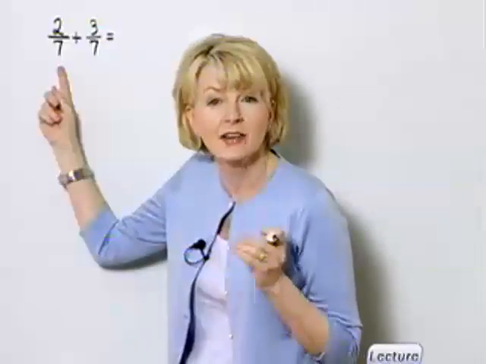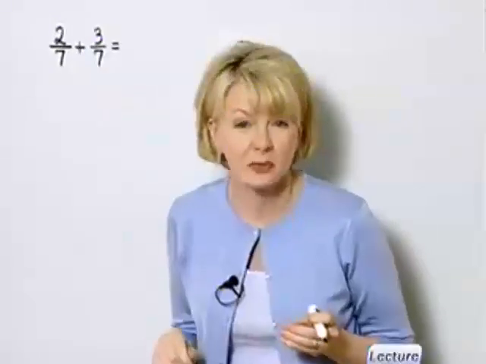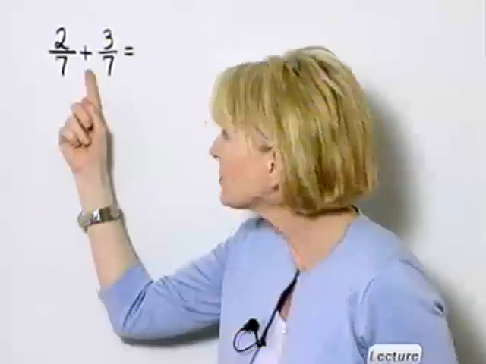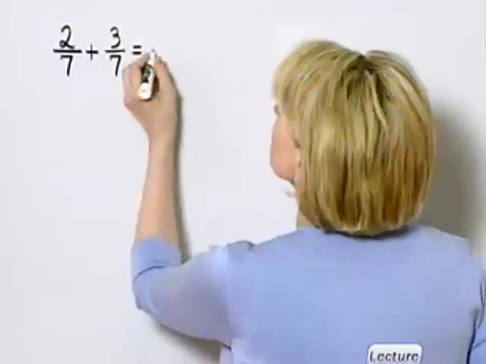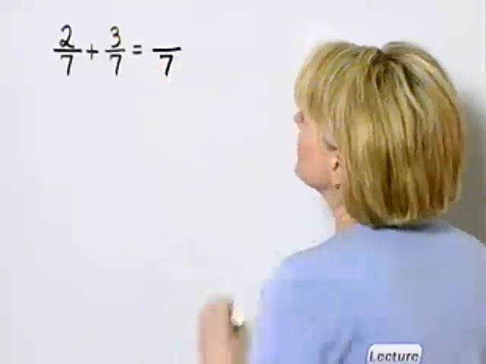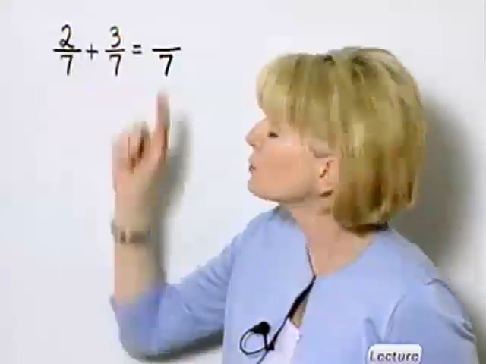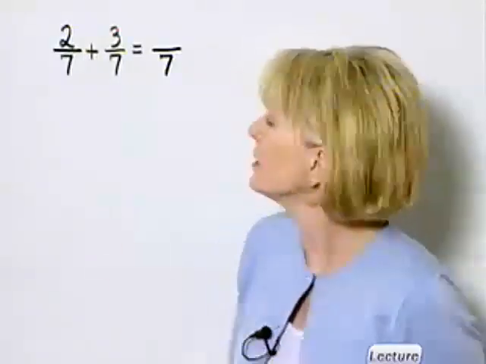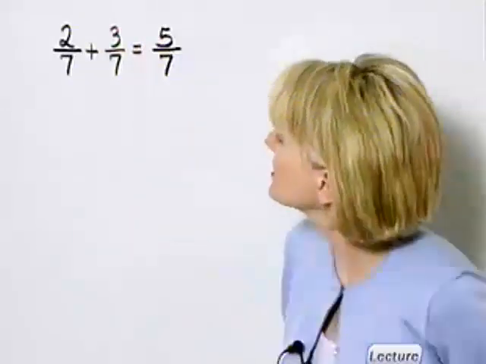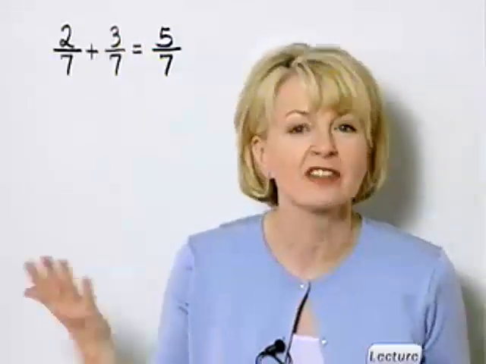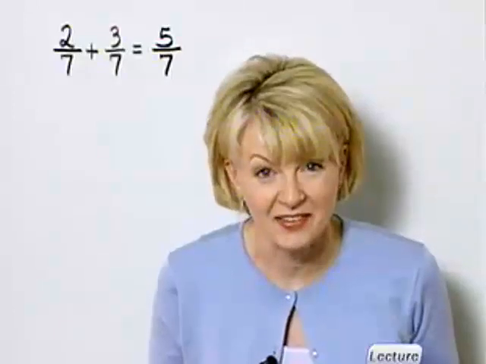How do I add 2 7s and 3 7s? We are adding fractions. The denominators are the same. So remember, we keep that common denominator, and in this case, we add the numerators. So we have 2 plus 3, or 5 7s. It's true that 2 7s plus 3 7s is 5 7s.